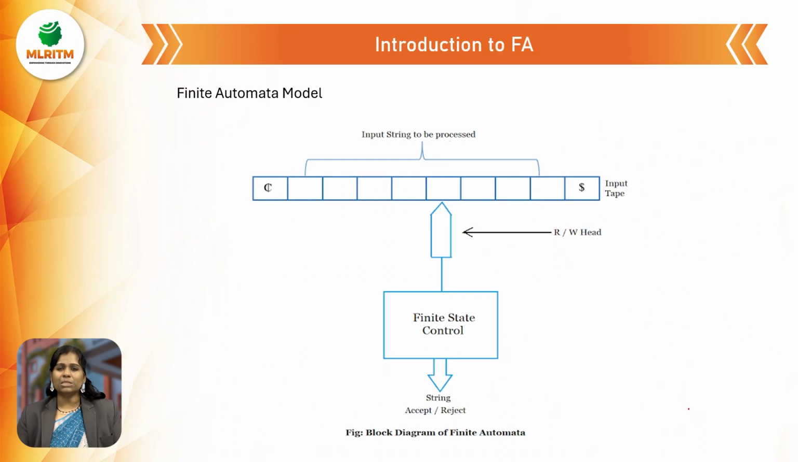The next one is the finite automata model. So what is the finite automata model? This finite automata model contains three parts. The first one is the input tape, the second one is the read head, and the third one is the control state, or we can say the finite state control. So here is the block diagram.